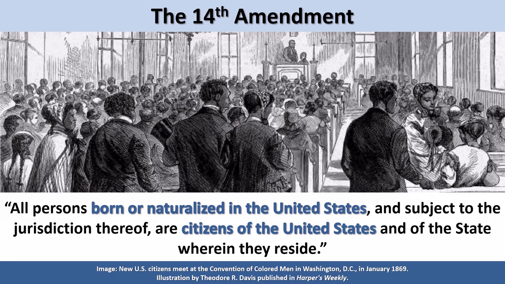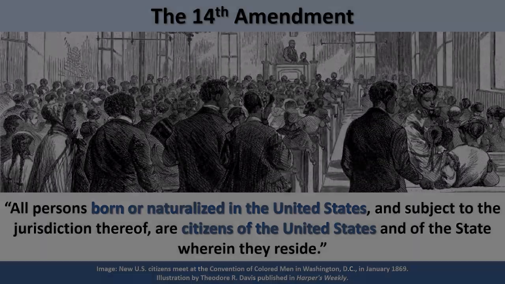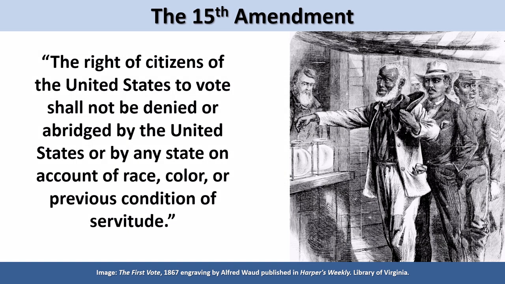With the passage of the 14th Amendment, most people of African descent living in the U.S., including those who had been born into slavery, were now recognized as citizens of the United States and as citizens of the respective states in which they lived. Even though Black Americans were now officially citizens of the United States, until the passage of the 15th Amendment a few years later, many state governments had laws in place to prohibit Black men from voting.